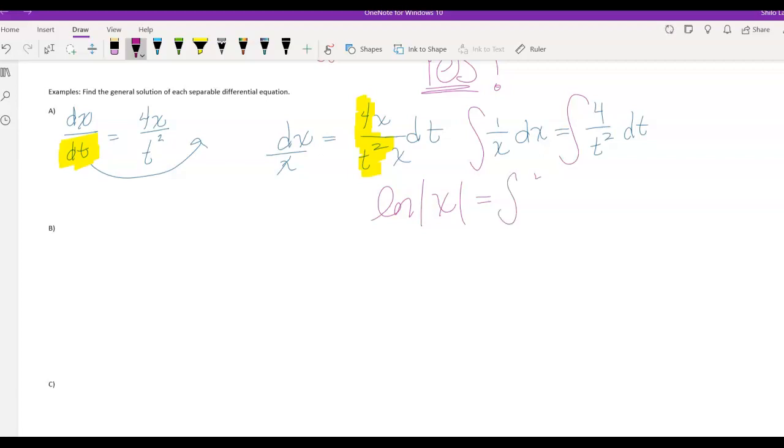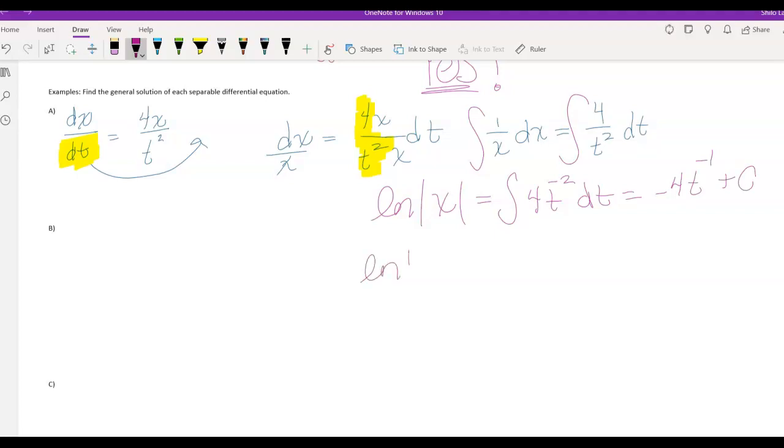For the antiderivative of 4 over t squared, we're going to want to bring the t squared up to the numerator so that we could do power rule. So I'm going to rewrite this as 4t to the negative 2. And when we work our power rule for integration there, we're going to add 1 to the exponent and then divide by the new exponent, which is going to give us negative 4t to the negative 1. And on this side, we'll put our plus c.